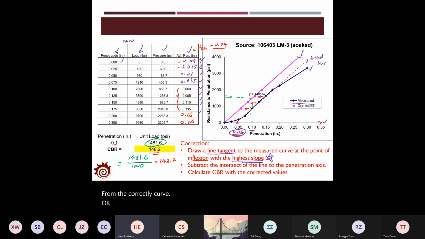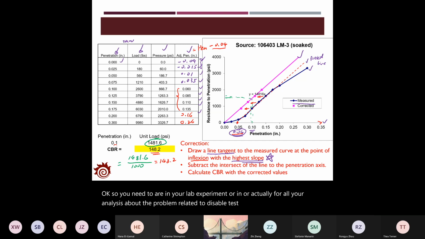So in your lab experiment, or actually for all your analysis about problems related to the CBR test, homework and lab experiment, you all need to conduct this kind of correction. Your result may be different because you may have a different line to fit the observed curve, but the CBR value should be quite similar to each other. Okay. Any other questions? If no, I will just jump to the next topic.